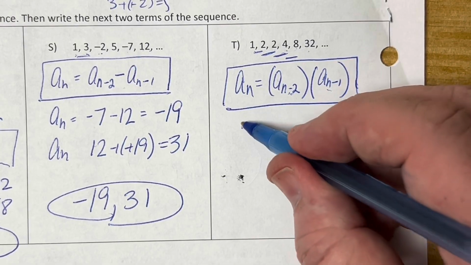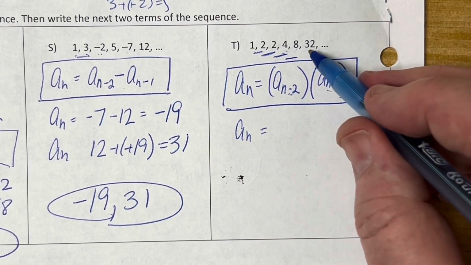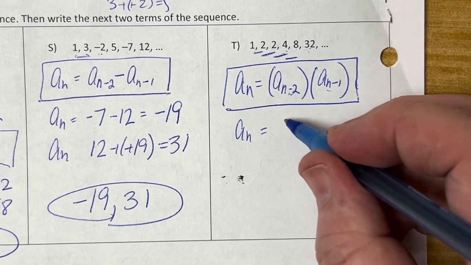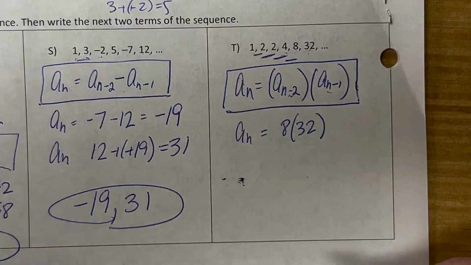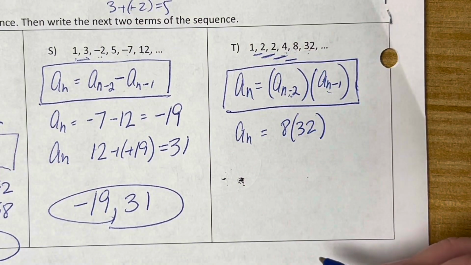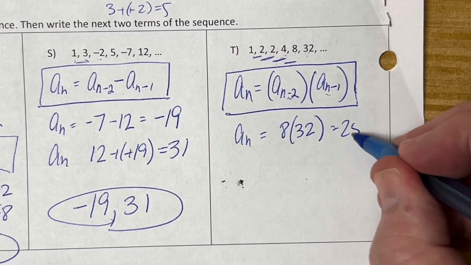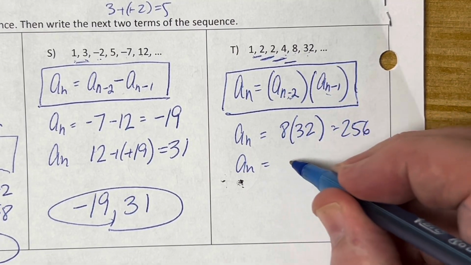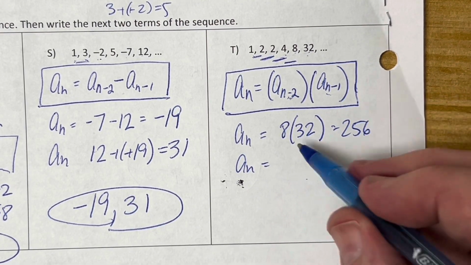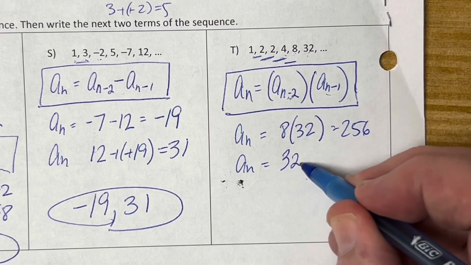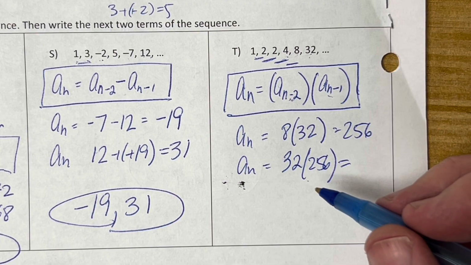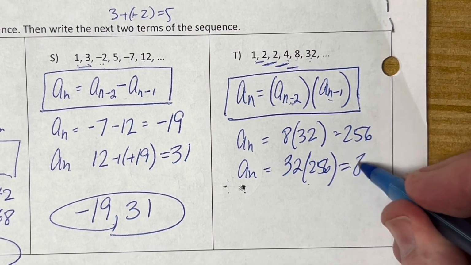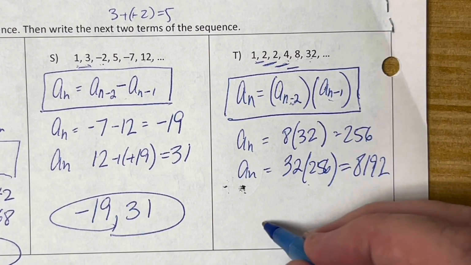We're taking our two previous terms and multiplying them. So on this one, we have 8 times 32, and that equals 256. And then 32 times 256 is 8,192.